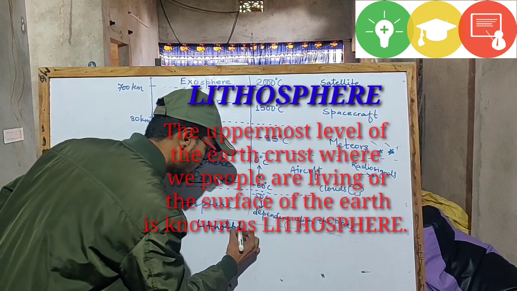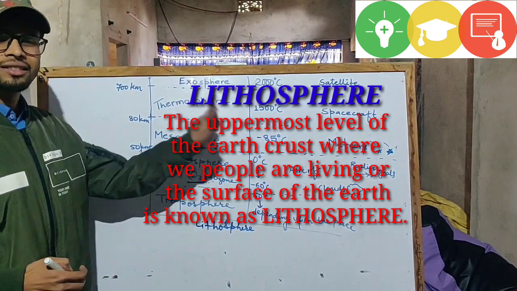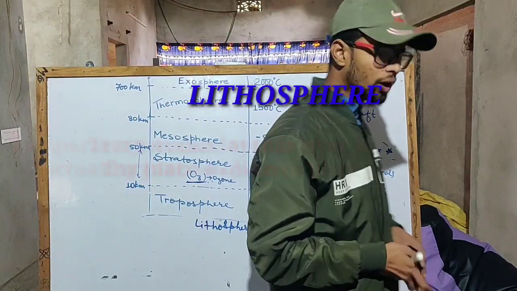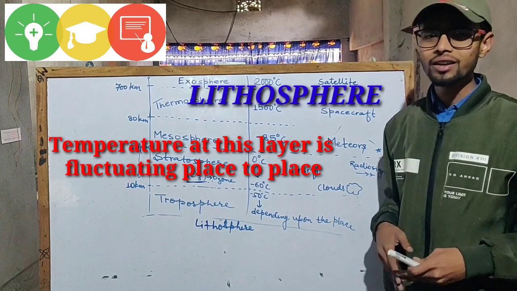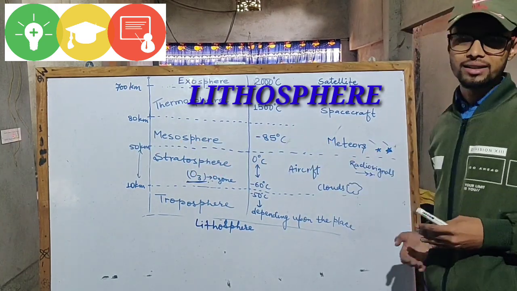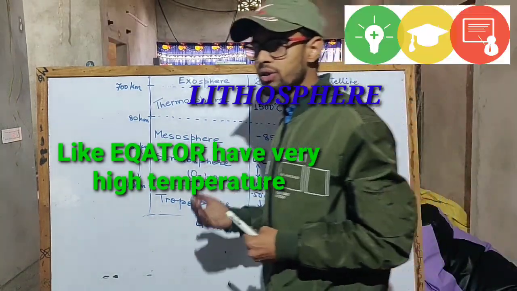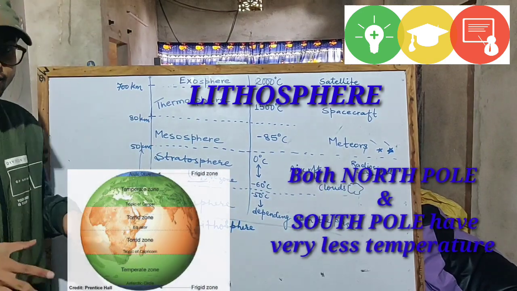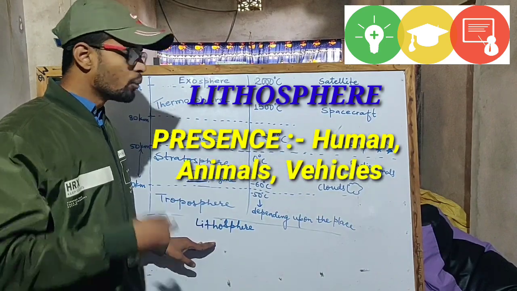Here the temperature fluctuates at different places. In India, we have normal temperatures according to the seasons. In other Western countries, there are low temperatures. So it fluctuates according to the place: the equator has very high temperature, while the poles, or the frigid zone, have very low temperature, meaning very cold places. So it depends on that. And we people are living here.